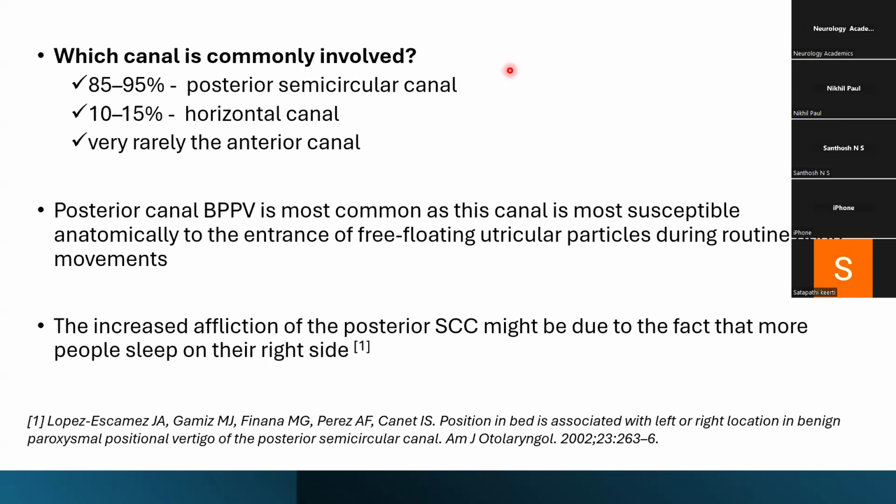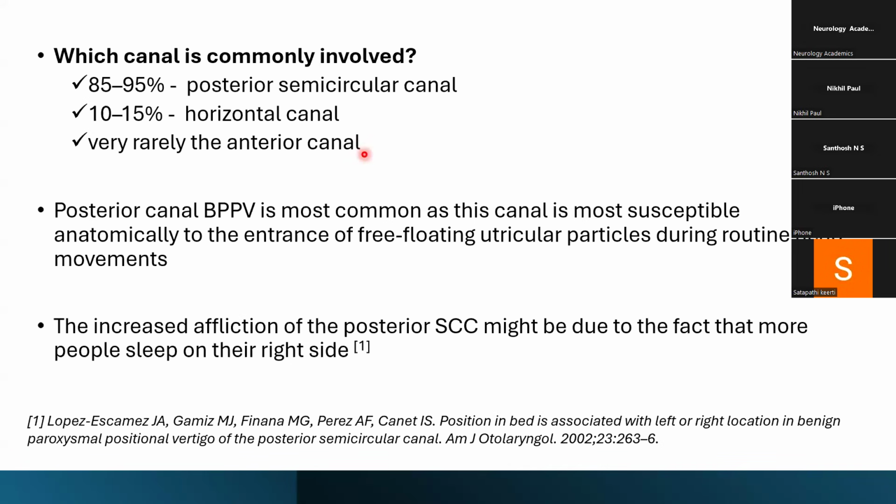Which canal is commonly affected? The most common, and invariably what we see in clinical practice, is posterior canal affliction. Up to 95% is due to involvement of the posterior canal. A small chunk, that is 10 to 15%, is by the horizontal canal, and very rarely we can have involvement of the anterior canal also.